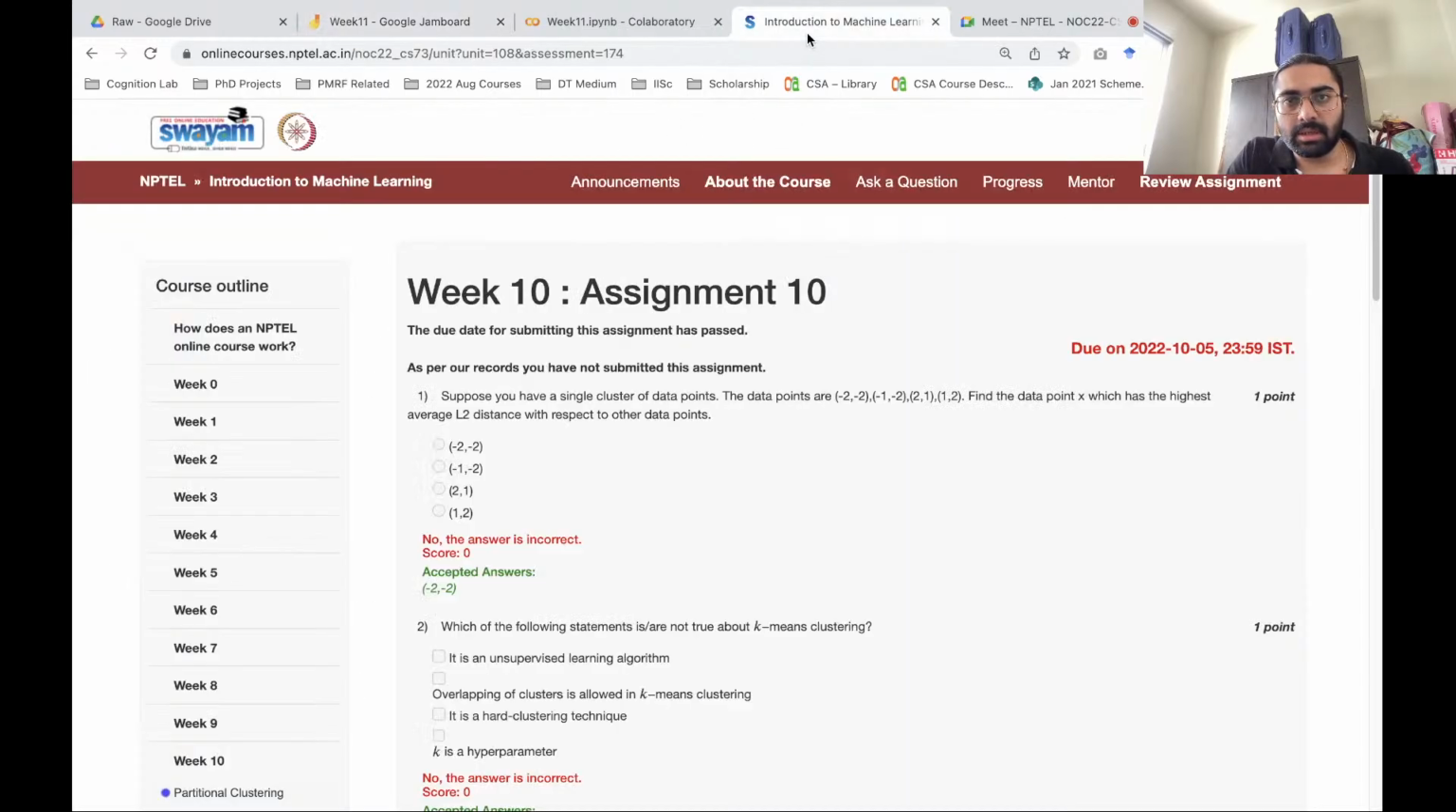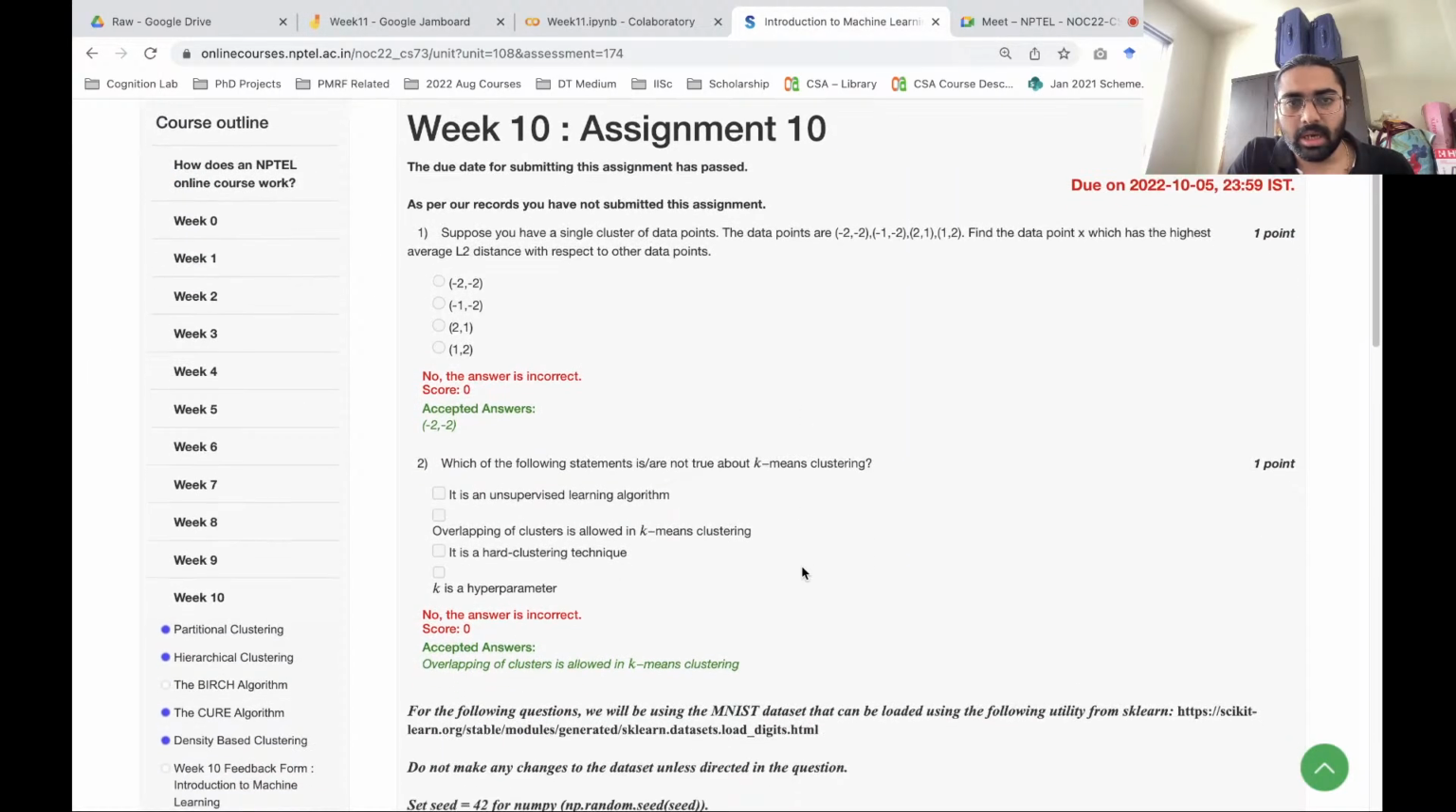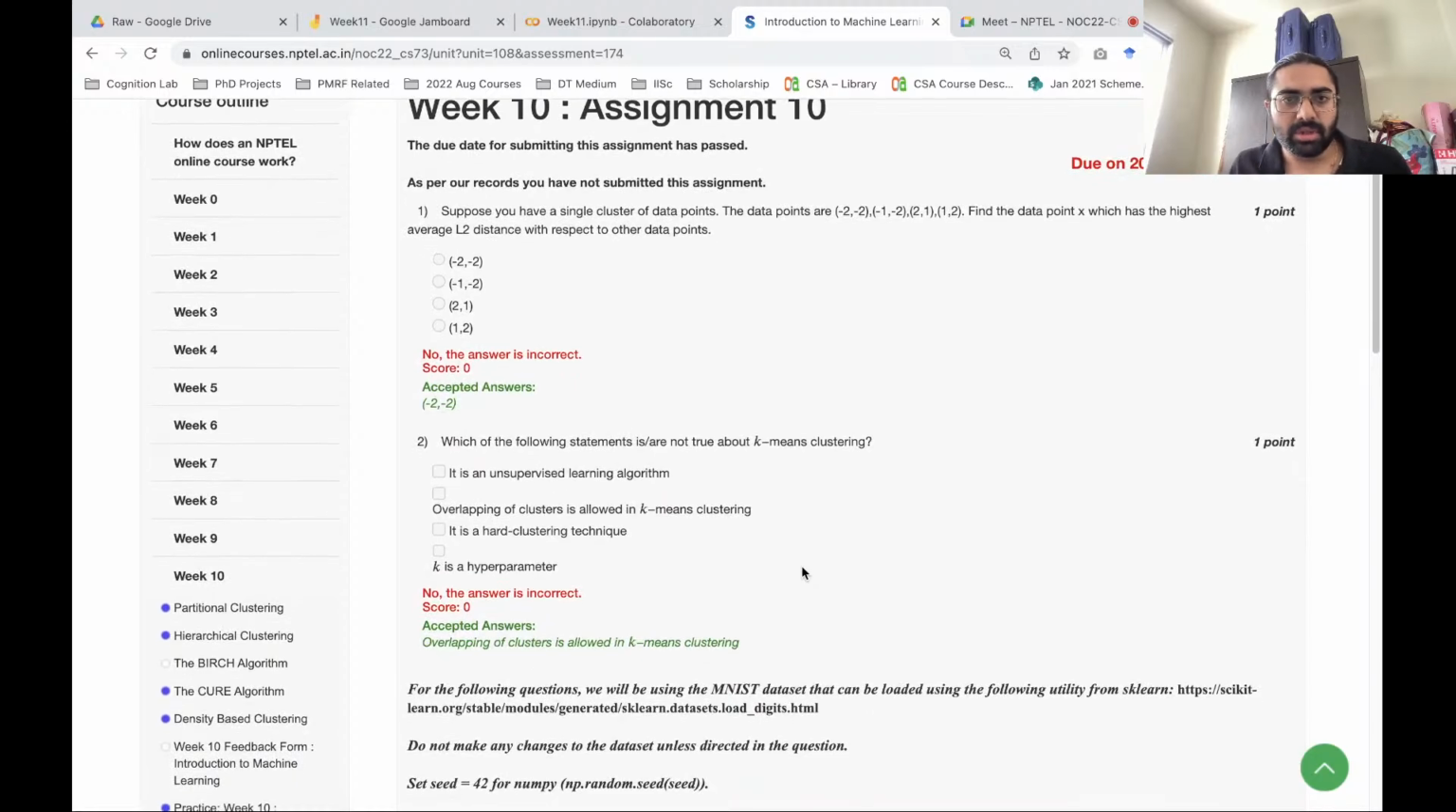So the week 10 assignment was this. The first question is, suppose you have a cluster of data points. There are some points mentioned. Find the data point X which has the highest average L2 distance. So basically, I think the idea is that you just find from each point the distance to all the other points, and then you take the average over them. We should ideally get this minus two as your answer.